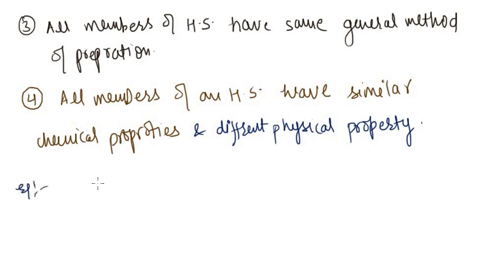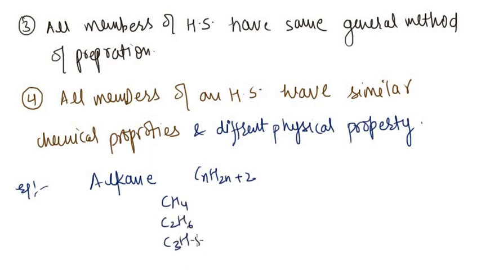So for example, if we take alkane, the general formula of alkane is CnH2n+2. So if I write CH4, C2H6, C3H8, C4H10, all differ by a CH2 unit. And the molecular mass is also differed by a CH2 unit.